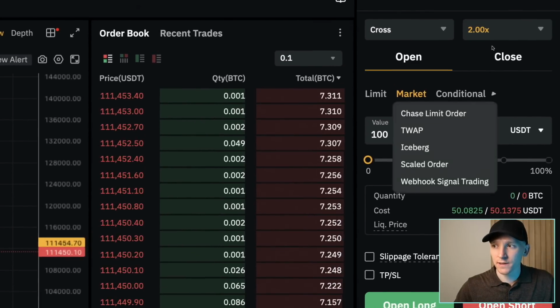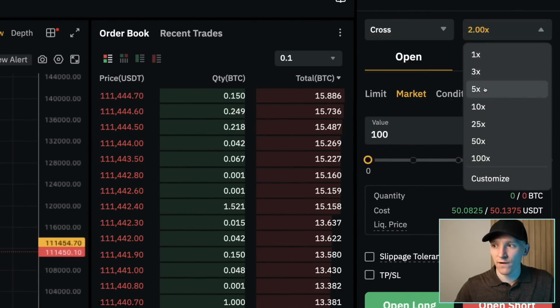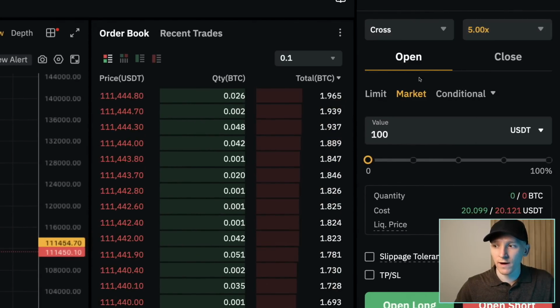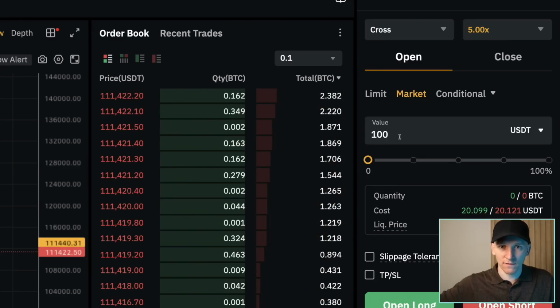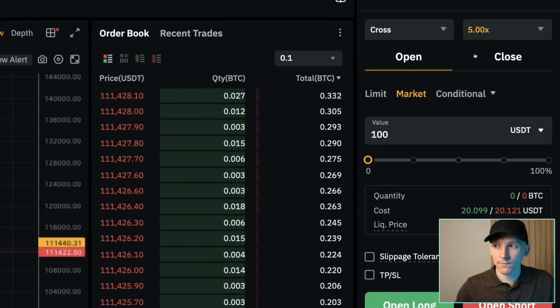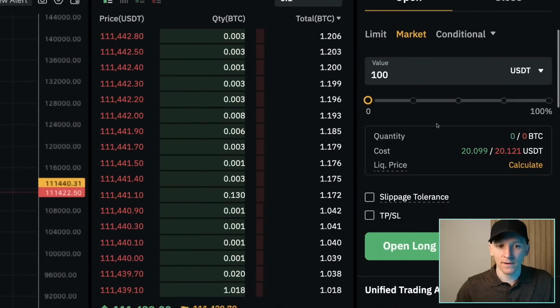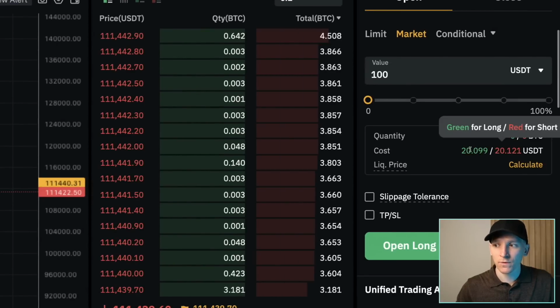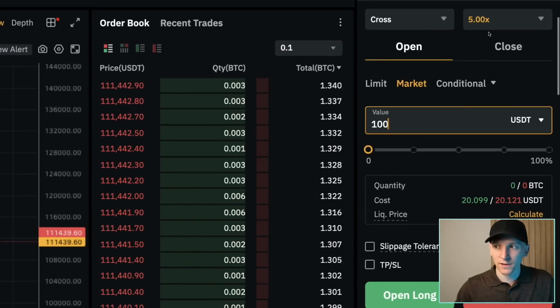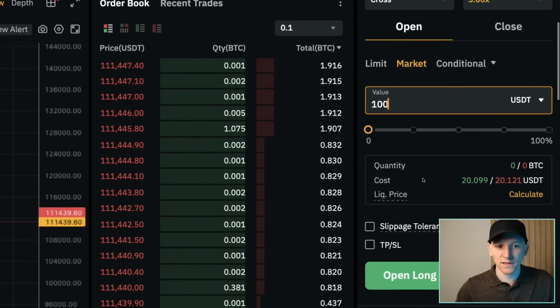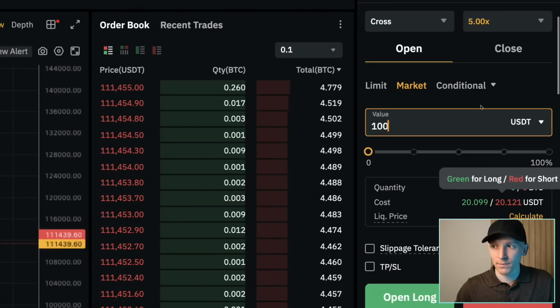Now, let's change the amount of leverage that we're using to 5x. Notice that the trade value doesn't change, because that's the value that we're telling the system to trade with the market. However, because I'm using 5x leverage, the cost to me is now only $20. 20 times 5 is the value. So the value doesn't change with leverage. The only thing that changes is the amount of cash you have down to fund that position.